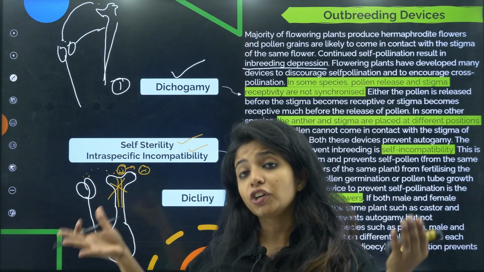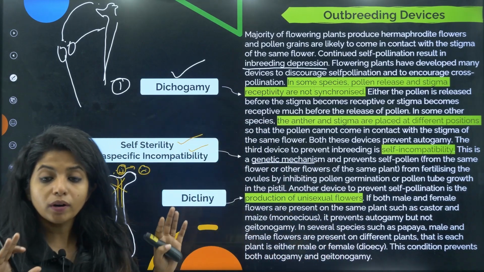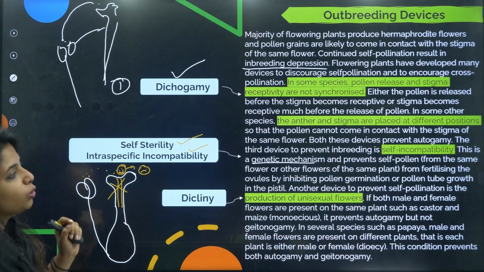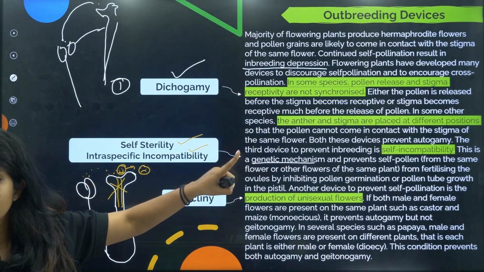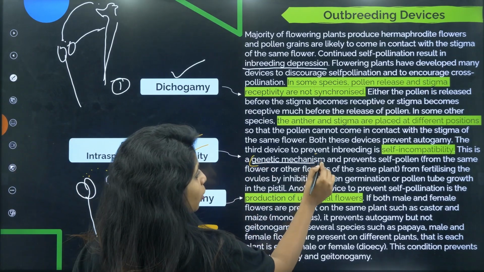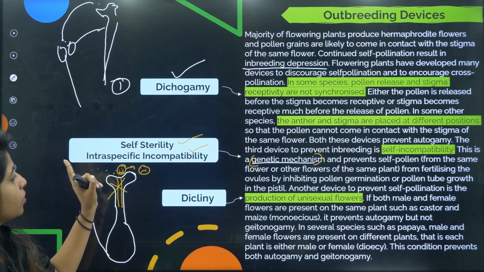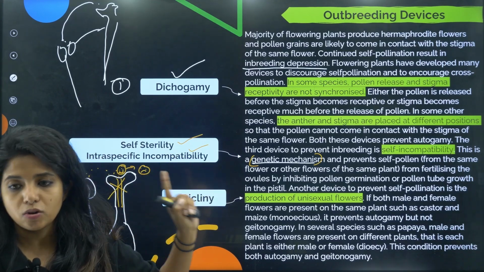But over here you are talking about your own species, still the stigma won't be receptive, it won't basically allow this pollen tube to form. This is known as self incompatibility. This is a genetic mechanism, children, and this is to prevent what? Self pollination. It is self sterility also, and it is also known as intraspecific incompatibility as well.